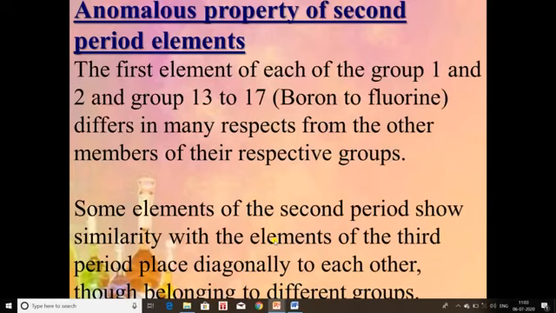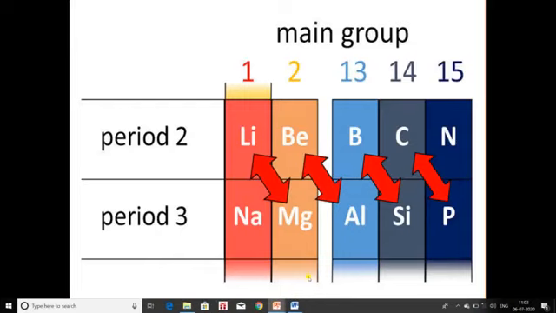Some elements of the second period show similarity with the elements of the third period placed diagonally to each other, though belonging to different groups. So here you can see that these elements are present in period number 2 and these elements are present in period number 3. So here we will observe that the properties of lithium are similar to the properties of magnesium. And there are some properties of lithium which are different from its group elements.